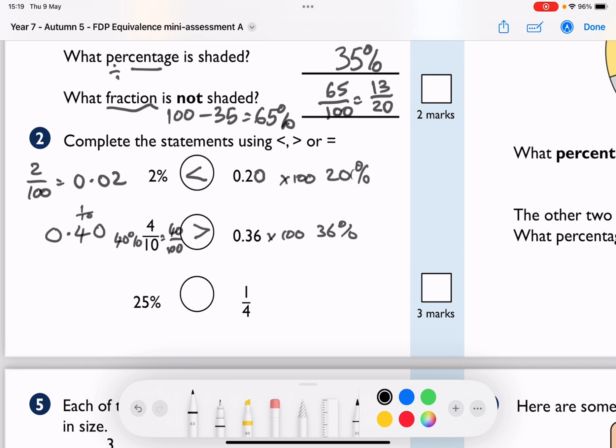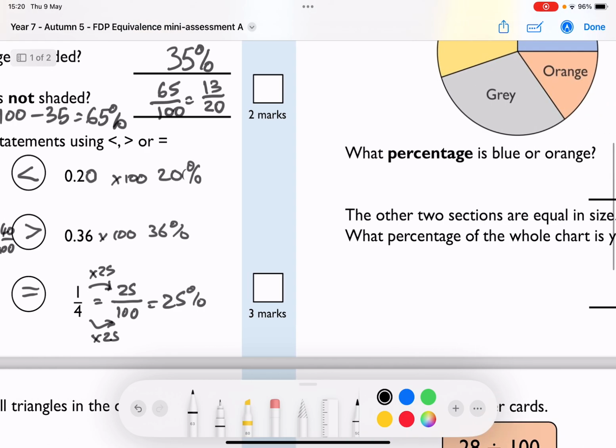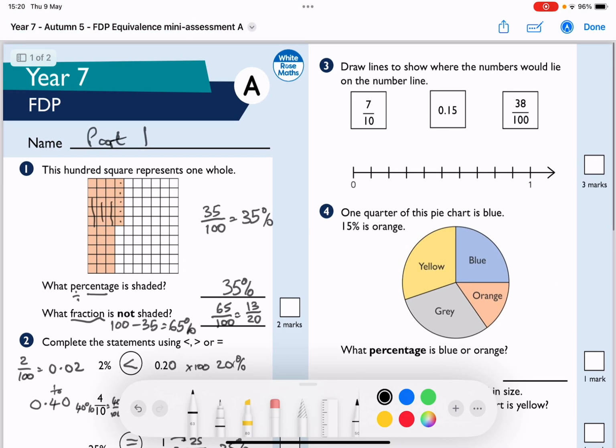I would expect that we would know that 25% equals a quarter, and the reason why it equals a quarter is that if I go from 4 to 100, which is times by 25, if I go times 1 by 25, I get 25 over 100, which is 25%. So these two are equal. Anything else up here? Tell you what, we'll leave that for another day.